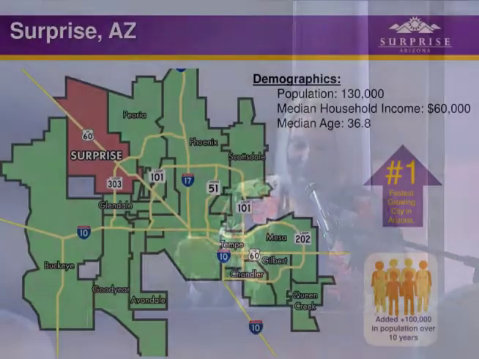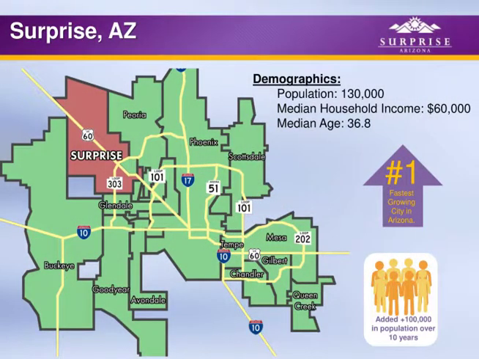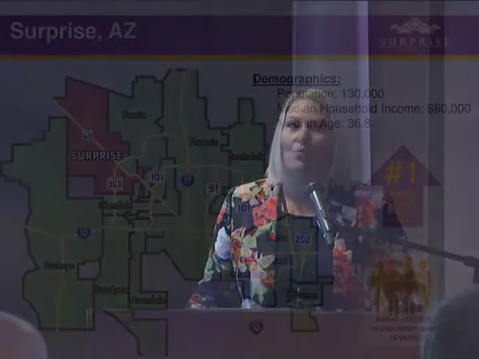So Surprise, Arizona, we're part of the Phoenix metropolitan area. We're the little red area right there. We have about 130,000 people. Median household income is about 60,000. We were the fastest growing city in Arizona in 2016. And we had a rapid growth rate in the 2000s. So we grew 100,000 people in 10 years. So quite the extreme growth. So we saw the boom, and now we saw the recession. So we've been on both sides, the peaks and valleys.